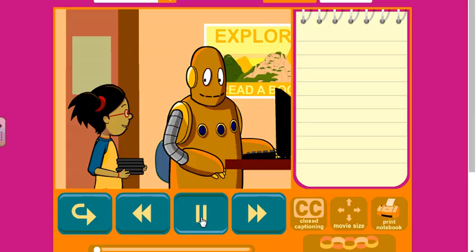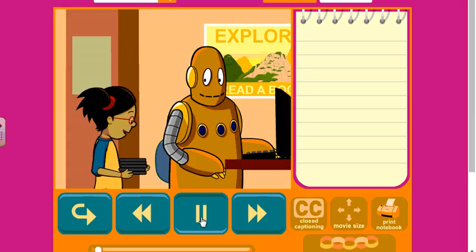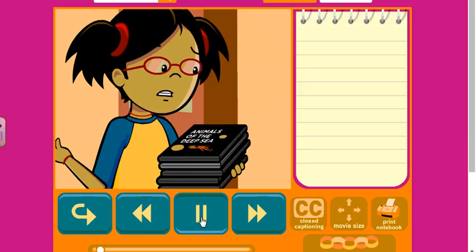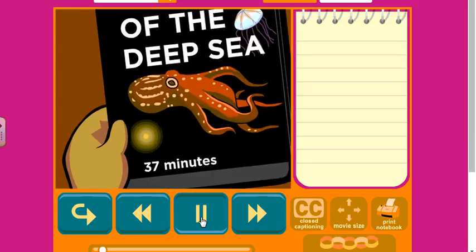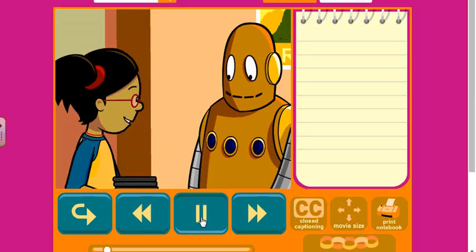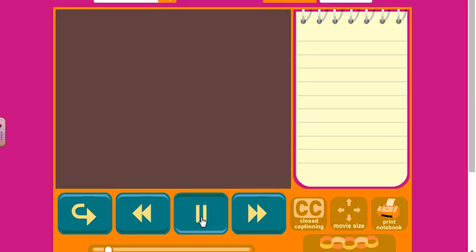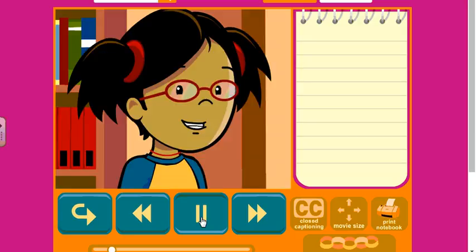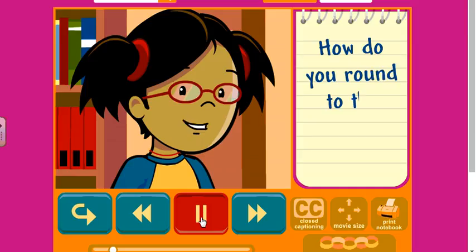I'm doing a report on oceans, and I found some movies about ocean animals. But I only have 30 minutes of library time. This movie is 37 minutes long. That's about 40 minutes. Do I have enough time to watch it? When you estimate, you use what you know or see to make a reasonable guess about an amount. How do you round to the nearest 10?